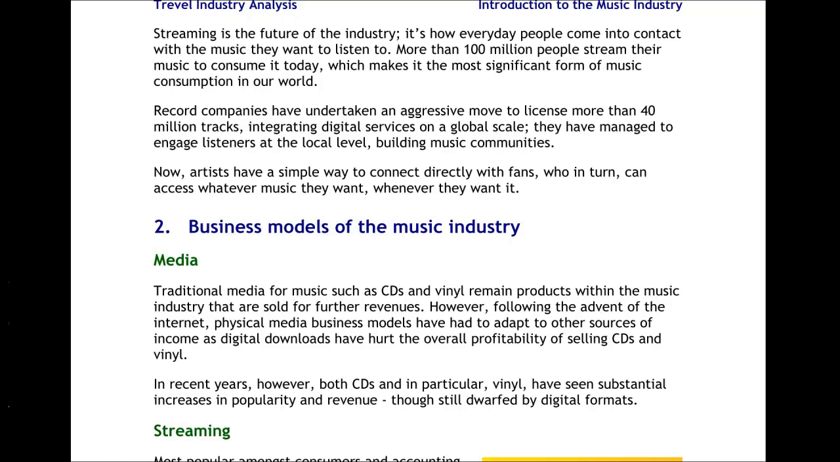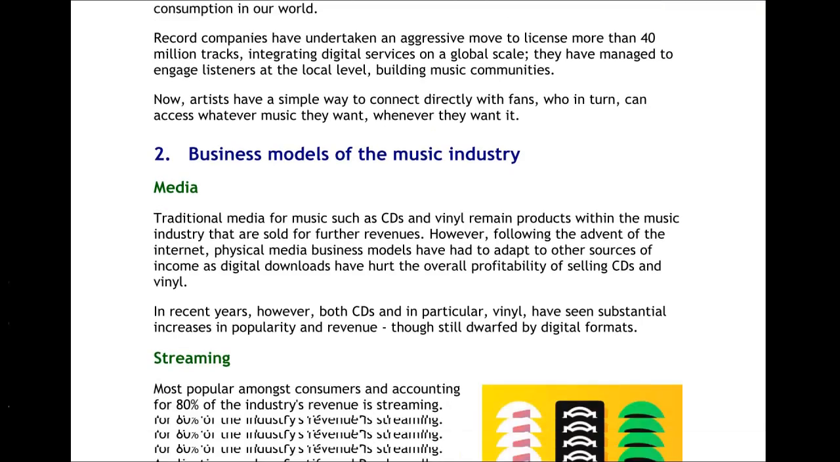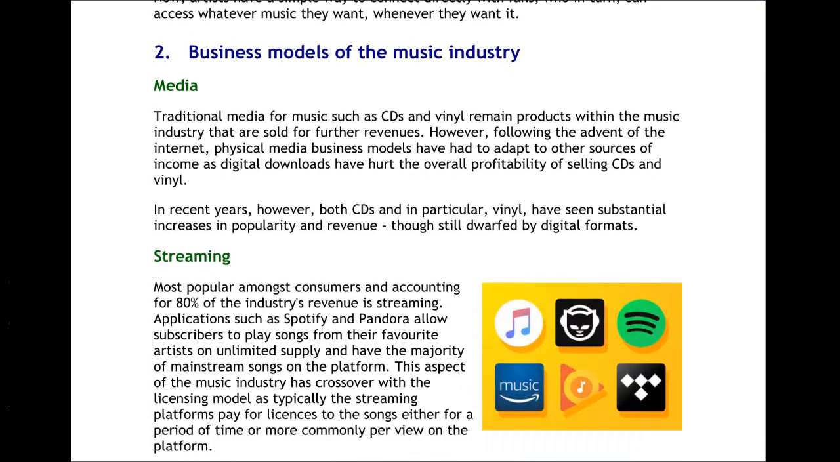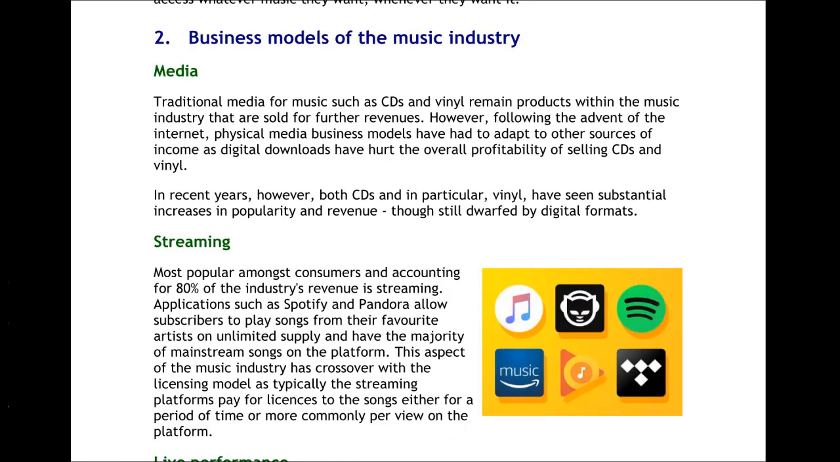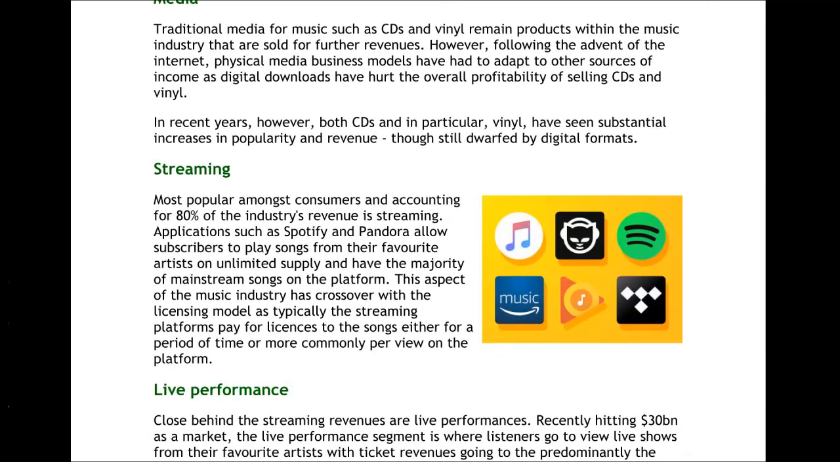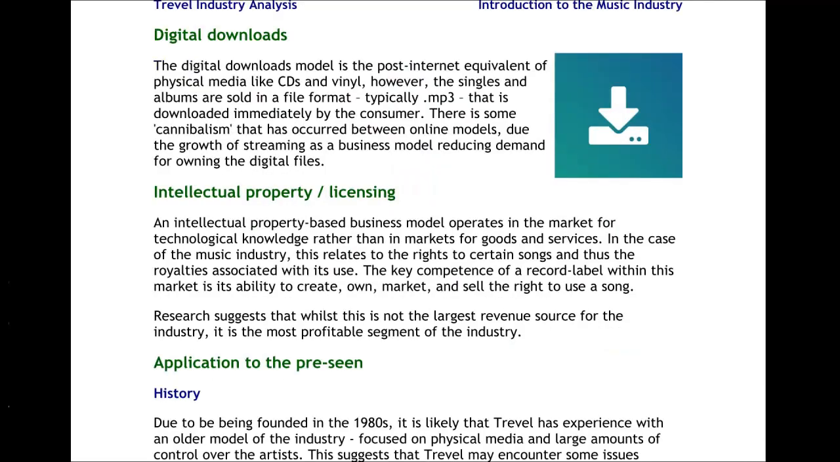But notably, as we'll see later on, the recorded music industry in particular is on a bit of a decline still. So with all this in mind, what kind of models do music industry companies undertake? Well, there's physical media such as CDs and vinyls, you have streaming, live performance, and digital downloads. And then we have intellectual property and licensing, which is a focus on just having the rights to different sounds and tracks, and then licensing them out to third parties to use in their material, maybe an advert or a film, etc.